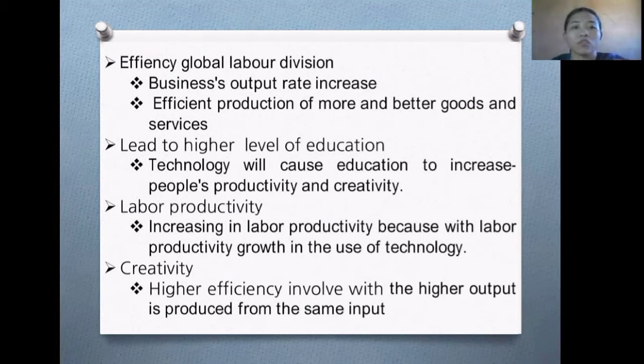It also contributes to economic development and is one of the main advantages of creativity. Creativity will lead to higher efficiency, which involves higher output produced from the same input. For example, if productivity increases, there will be more products and services generated, and this will cause the economy to increase more. For customers and companies, creativity and productivity growth offer vast benefits.